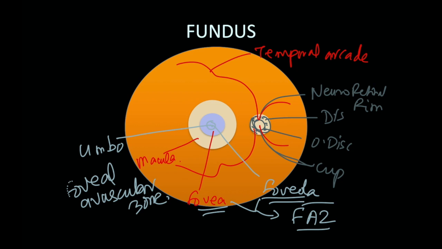Okay. Now, what is the importance of the fovea? Fovea is the thinnest part of the retina. As we already saw previously, the thickness of the fovea is the least here. It's almost 0.10 mm. That's the importance.